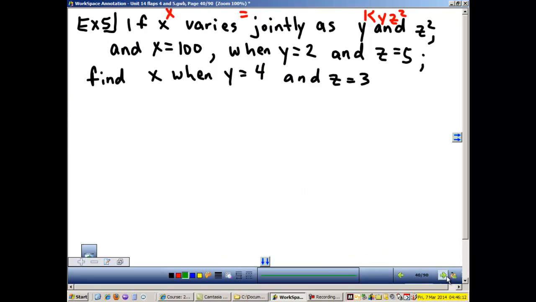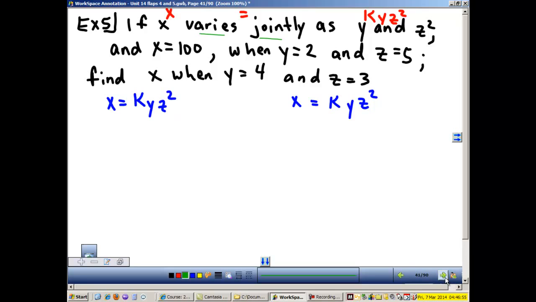Example 5. If x varies jointly as y and z squared, and x equals 100 when y equals 2 and z equals 5, find x when y equals 4 and z equals 3. Varies jointly is our key word here. So that tells us we're going to use x equals y and z squared multiplied together with our k, our constant of variation. So we have our formula x equals k y z squared.